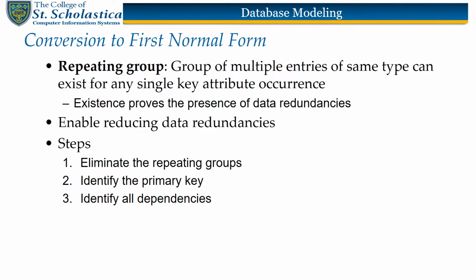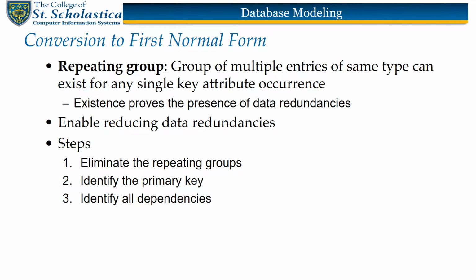In our conversion to first normal form, we will remove repeating groups. A repeating group derives its name from the fact that a group of multiple entries of the same type can exist for any single key attribute occurrence. The existence of repeating groups provides evidence of the presence of data redundancies. Normalizing the table structure will reduce the data redundancies.